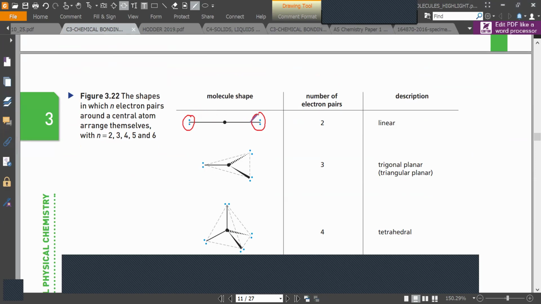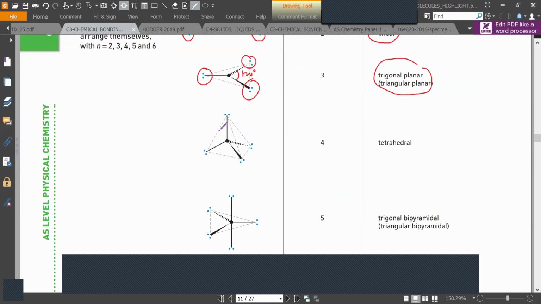They will stay as far away as possible. So that will give us a linear molecule with the bond angle of 180 degrees. If three pairs of electrons, the maximum distance will be like this. Bond angle 120. The shape is trigonal planar. And then four groups of electrons. The furthest distance will be this tetrahedral arrangement, and then the bond angle will be 109.5.